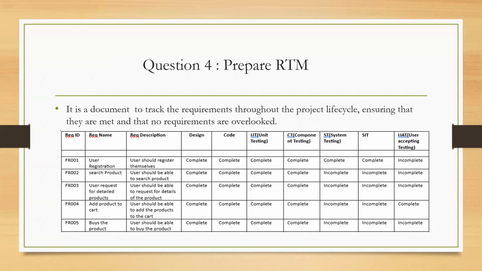So we actually use this RTM document in order to track where our requirement is standing, whether it is in complete stage, incomplete, or work in progress in each stage. You can see the design, code, unit testing, component testing, system integration testing, and the user acceptance testing. So in all these stages, what is the status of your requirement? You can track it in this RTM.